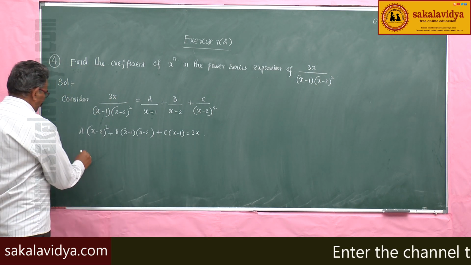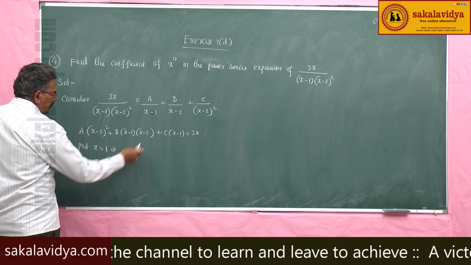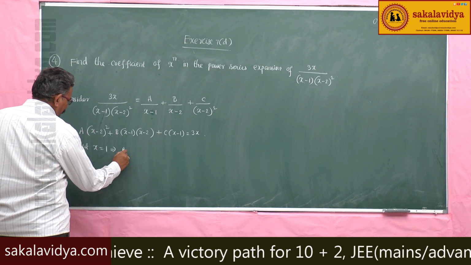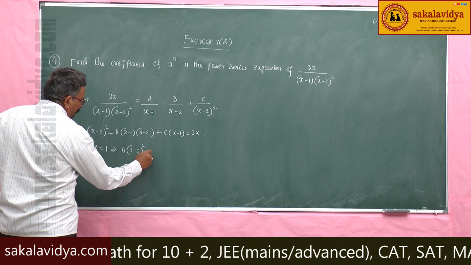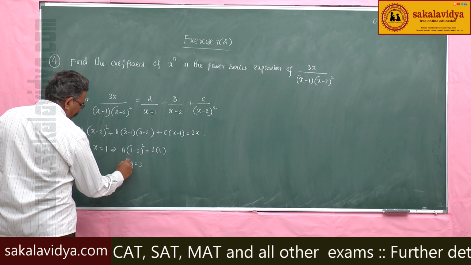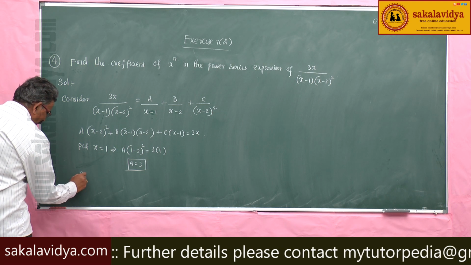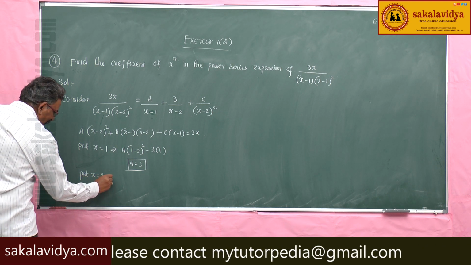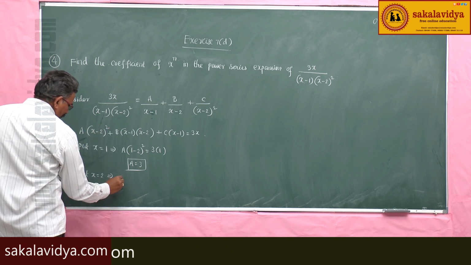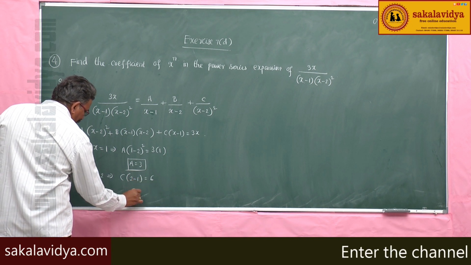Now, put x is equal to 1. If you put x is equal to 1, this becomes 0, this becomes 0, that can be observed. So, now we get a of (1 minus 2) whole square equals 3 times 1, so a is equal to 3. Now, put x is equal to 2. If you put x is equal to 2, what do you get? This becomes 0, this becomes 0. c of (2 minus 1) equals 6. So, c equals 6.